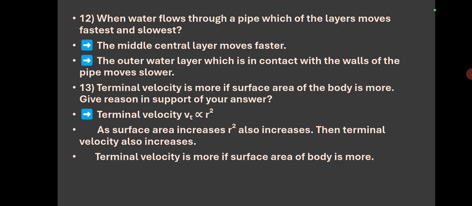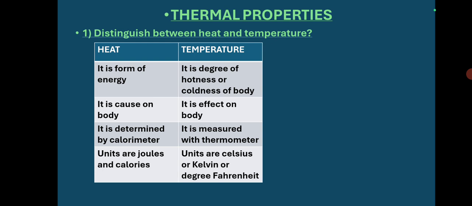Now next, terminal velocity is more if the surface area of the body is more. Give the reason in support of your answer. So terminal velocity is directly proportional to r square, right? So as surface area increases, r square also increases. Then terminal velocity also increases. So terminal velocity is more if the surface area of the body is more.